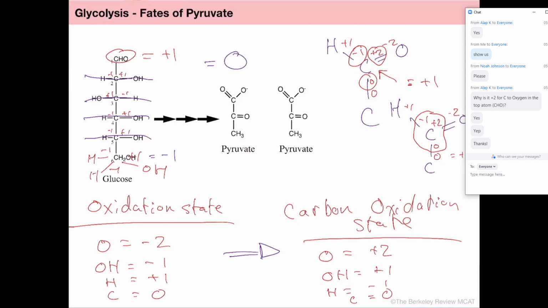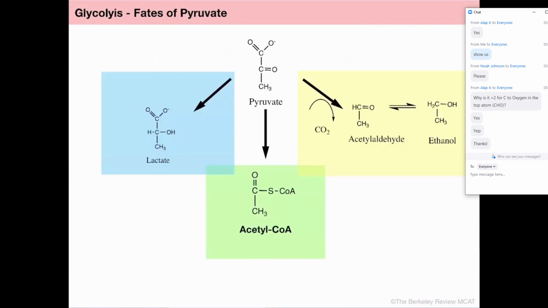So we're not happy yet, right? Our pyruvates, which again, if we did this, are going to be +2. Okay, something needs to happen in order to keep homeostasis. So here's pyruvate, and there's 3 fates of pyruvate. Pyruvate can either go to lactate, it can go to ethanol, or it can go to acetyl-CoA. Acetyl-CoA is probably the middle metabolite of all of metabolism, and this will get fed directly into the TCA cycle, right?